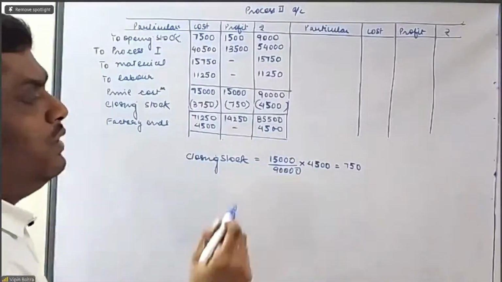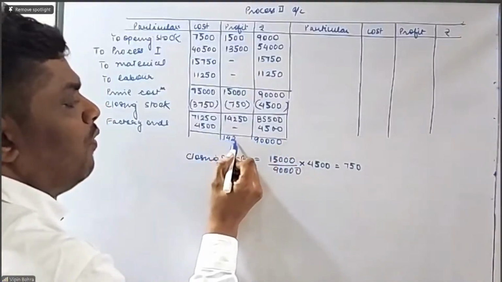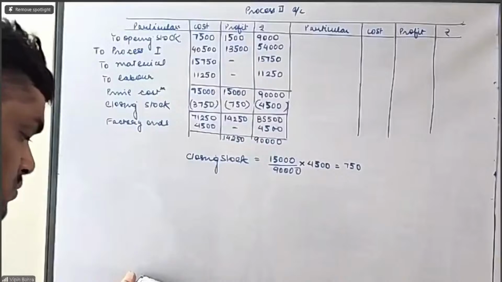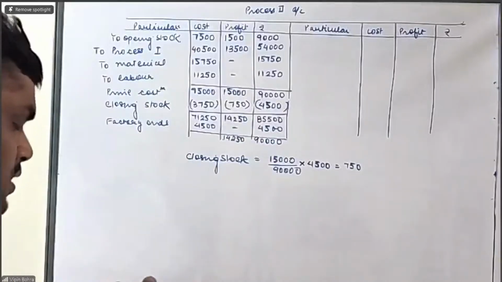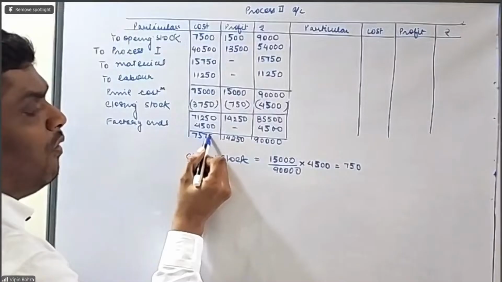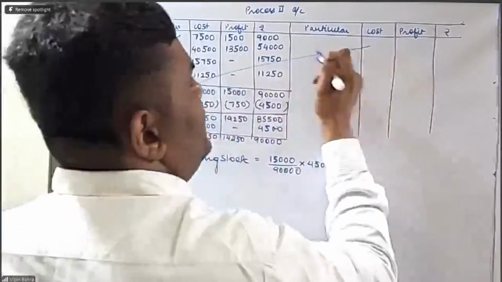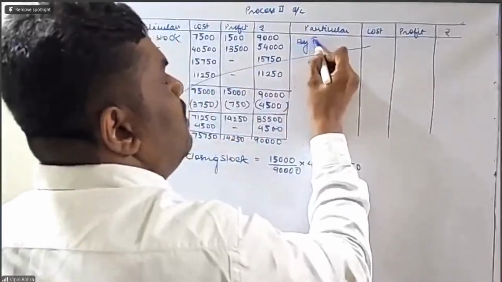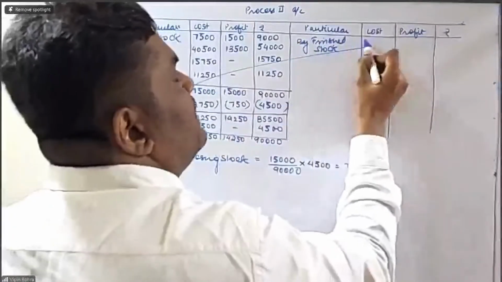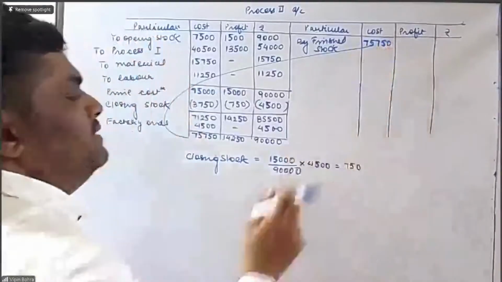So we will get the total cost, that is 90,000, 14,250 and 75,750. Now the cost element will remain same. By finished stock 75,750 will remain same. It will remain unchanged.